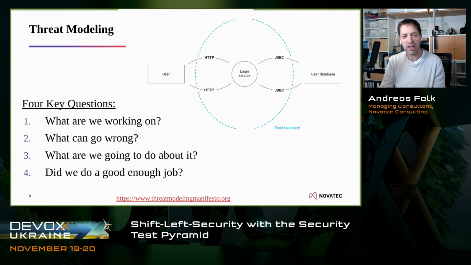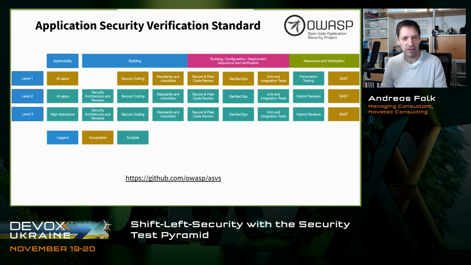The second question is what can go wrong? Now you try to identify threats for the data flow diagram that you have drawn before. The third step is what are we going to do about it? So what mitigations can we bring to the table to mitigate these identified threats? And the fourth step is always to do some kind of retrospective. Are we finished with the threat modeling session? Do we have to continue? Did we find all the relevant points there? There's even a manifesto on that, so you can read that up in more detail.